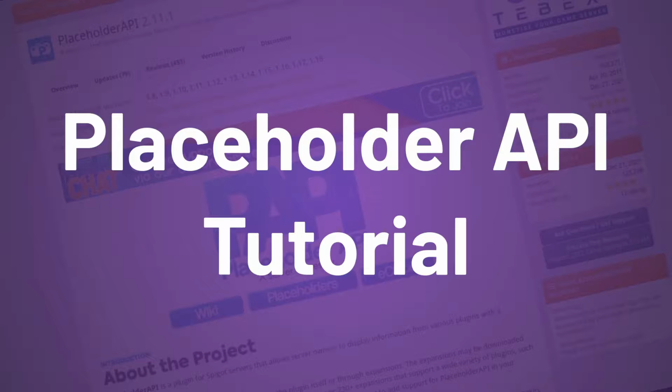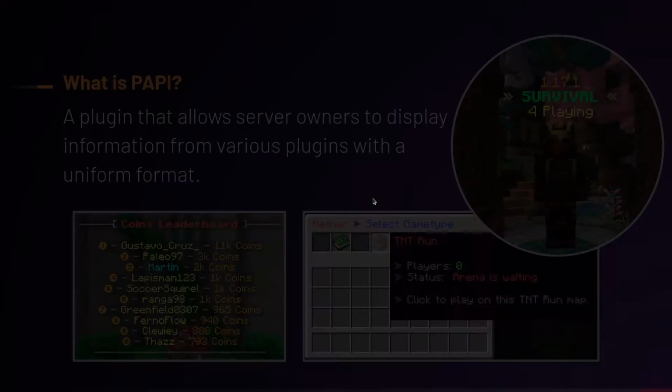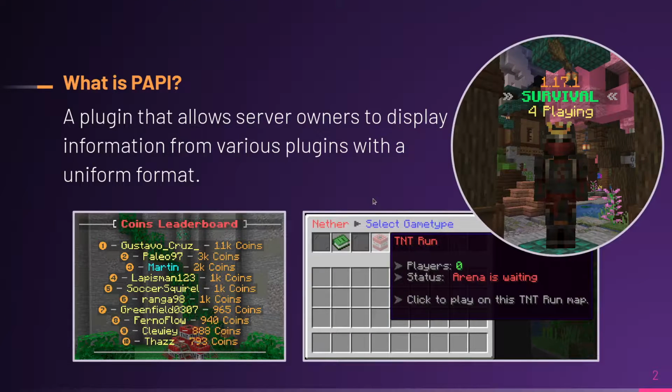In this video, I'll be teaching you everything you need to know about the Placeholder API Spigot plugin. So, first of all, what is Placeholder API or PAPI? It's a plugin that allows server owners to display information from various plugins in a uniform format.